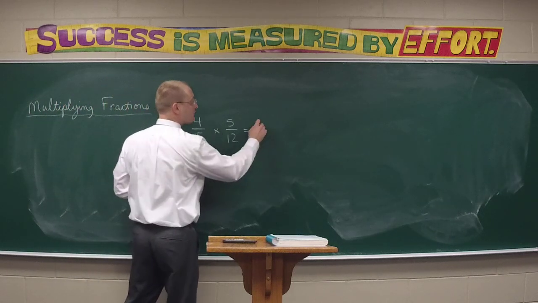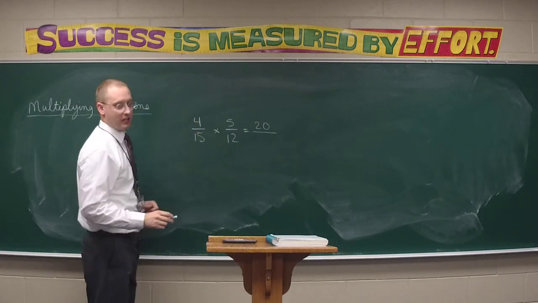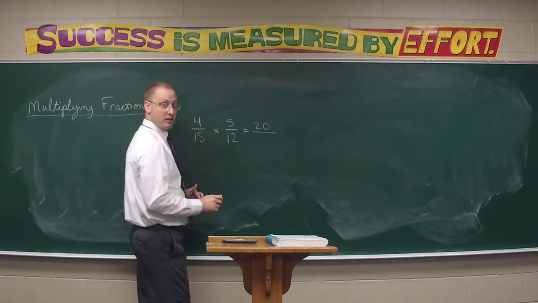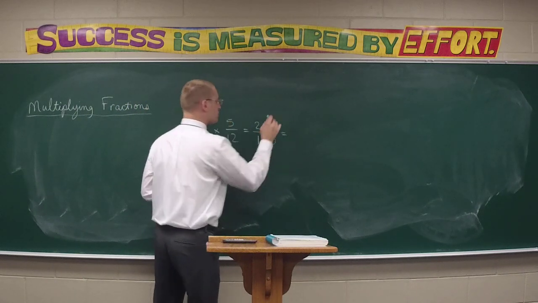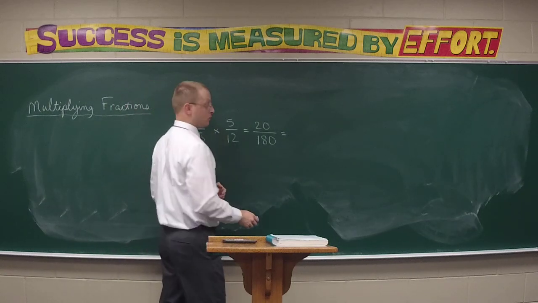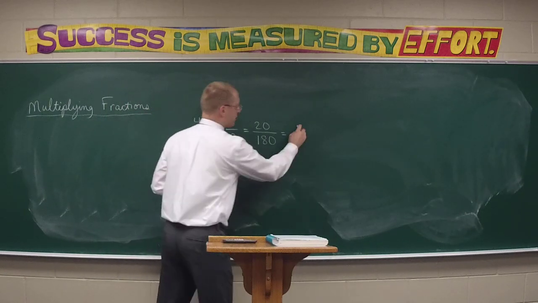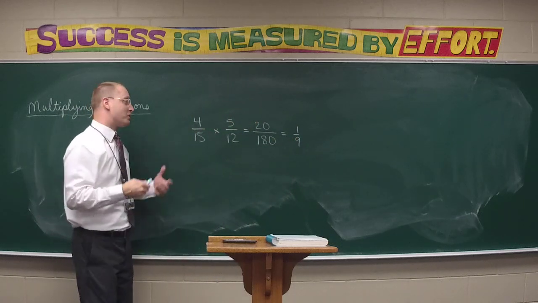4 times 5 gives 20. And if you have your calculators out, 15 times 12 gives, right, 180. And then we can reduce the fraction. And what is 20/180ths reduced to? 1/9. And then the teacher said, oh, but class, there's a better way. We can reduce as we go.